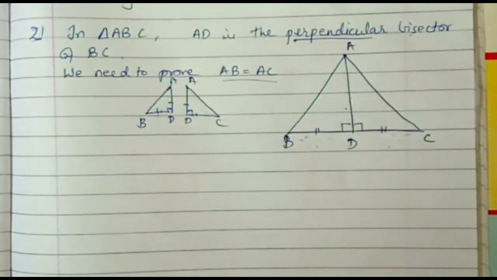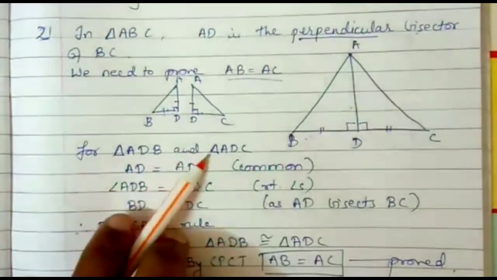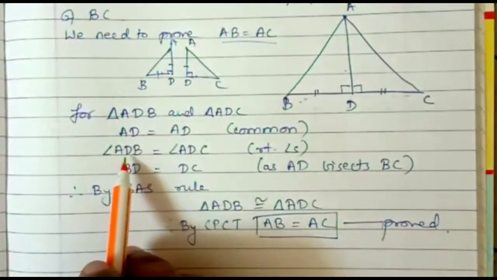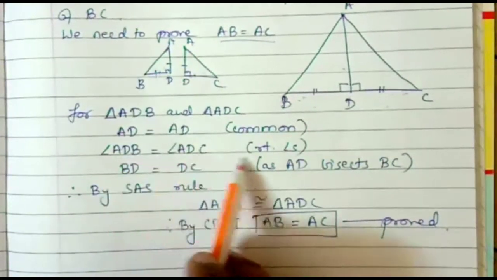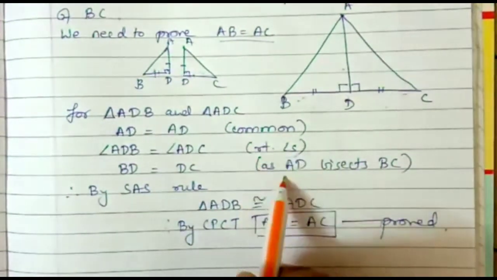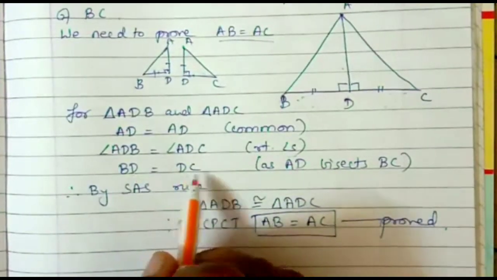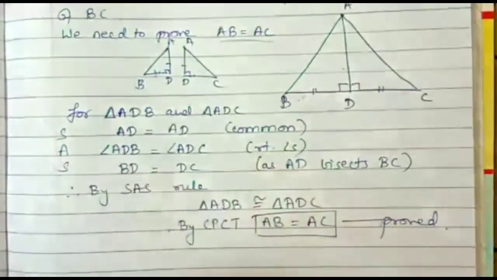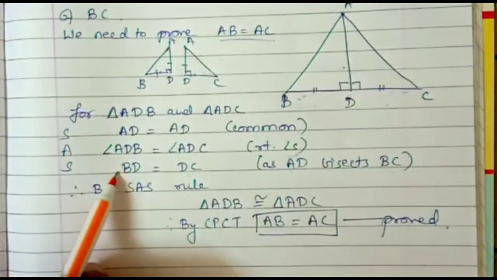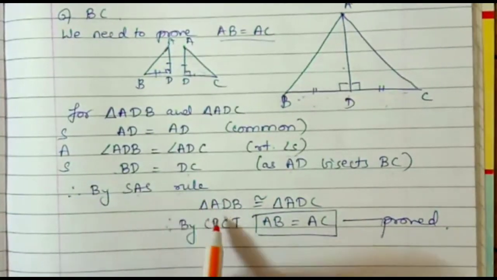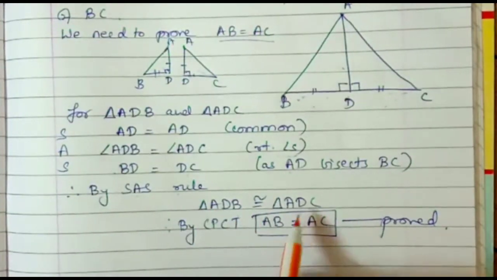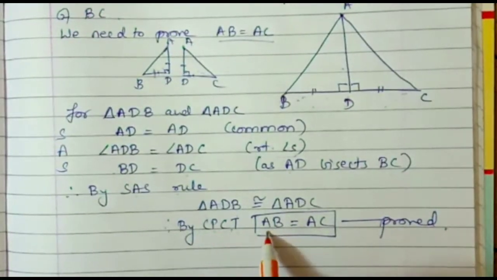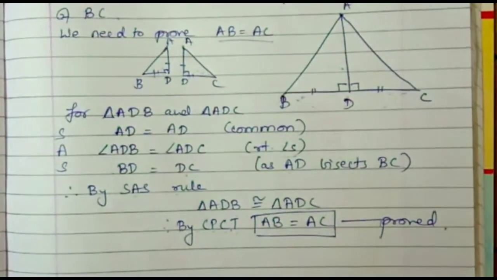So let us try to write the steps. You can see I have written for triangles ADB and ADC: AD and AD are equal because they are common sides. Angle ADB and angle ADC are equal because they are right angles. You need to mention the reason here. BD and DC are equal because AD bisects BC, and so by side angle side, this is one side, then the included angle, again the side. So by SAS rule, triangle ADB is congruent to triangle ADC. Thus by CPCT, the full form is corresponding parts of congruent triangles, we get AB and AC are equal, and thus the result is proved.